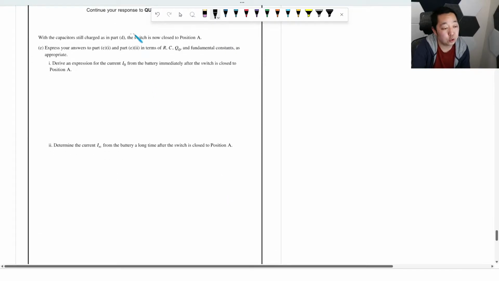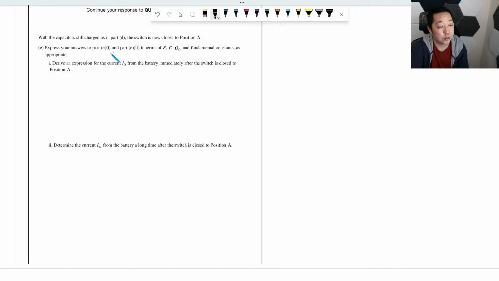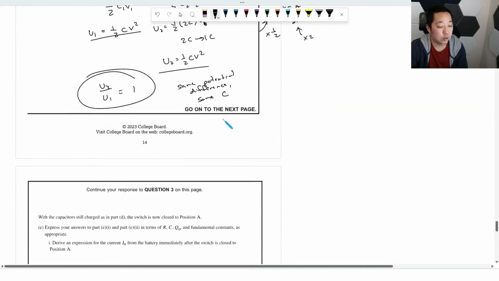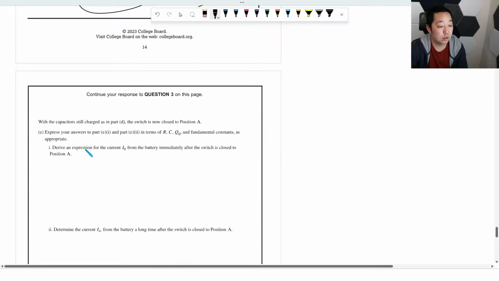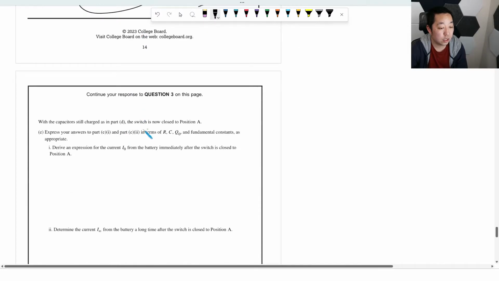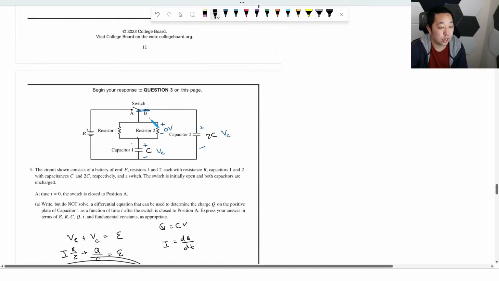With the capacitor still charged as in part D, the switch is now closed into position A. Express your answers in terms of R, C, Q naught, and fundamental constants. Derive an expression for the current of the battery immediately after the switch is closed to position A. So remember what happens here. Okay, so hang on a second. The capacitor is still charged as in part D. This part here, okay?